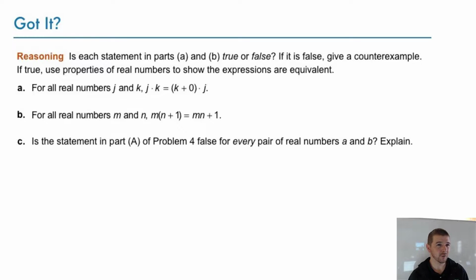Part A. For all real numbers j and k, j times k equals k plus 0 times j. Part B. For all real numbers m and n, m times the quantity n plus 1 equals m times n plus 1. And Part C. Is the statement in Part A of Problem 4 false for every pair of real numbers a and b? Explain.